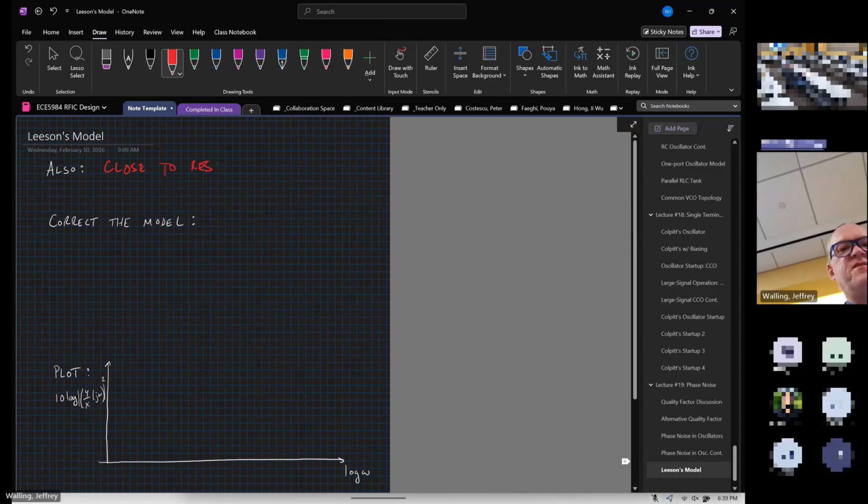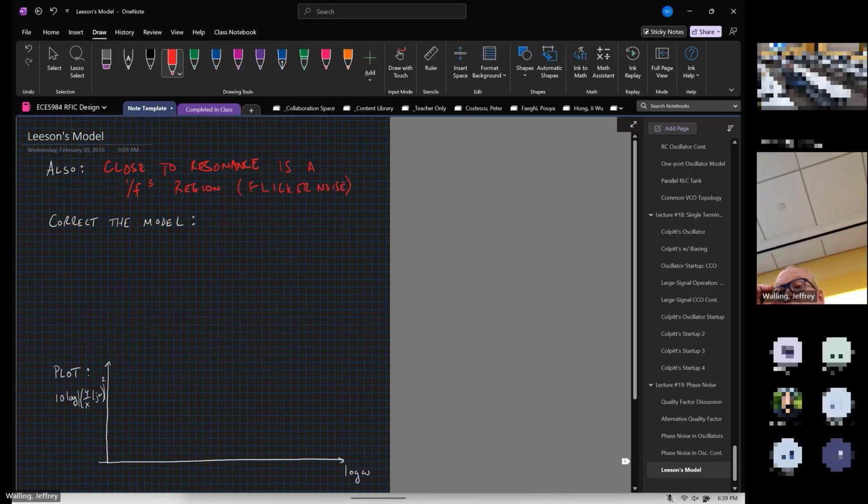But Leeson was doing this with phosphor-based oscilloscopes and all kinds of things like that. So he's forgiven for not finding all of these things initially in 1966. So this 1 over f cubed contribution comes from flicker noise up conversion from the device.